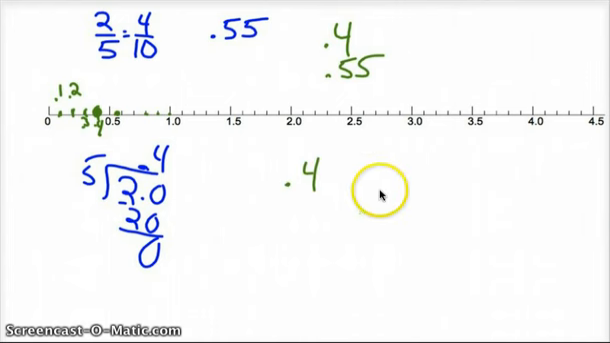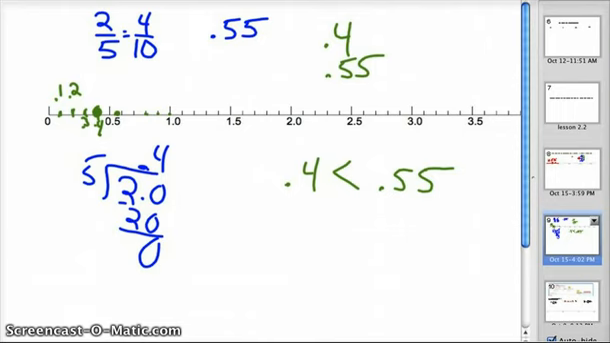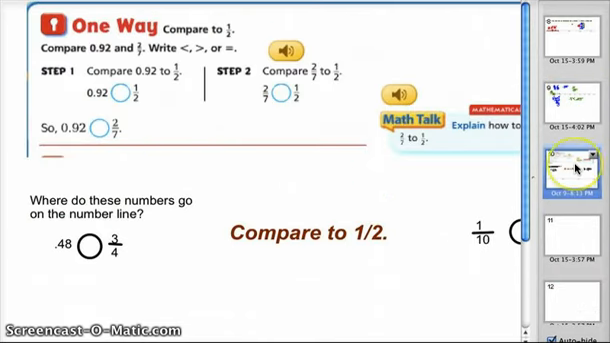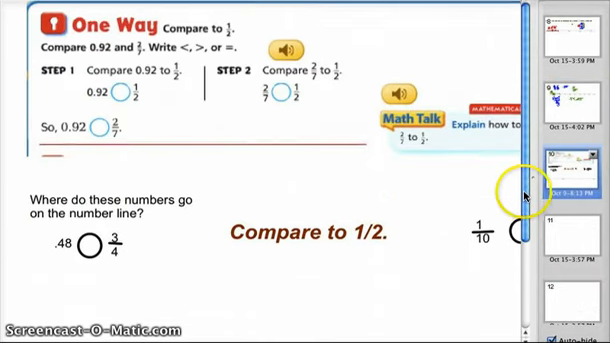And if we're comparing and ordering, we can write a little number sentence here. 4/10 is less than 55/100. So the easiest way to compare and order fractions and decimals is change them all to decimals. Okay, let's look at one final example here.